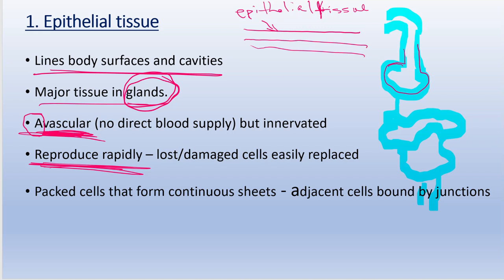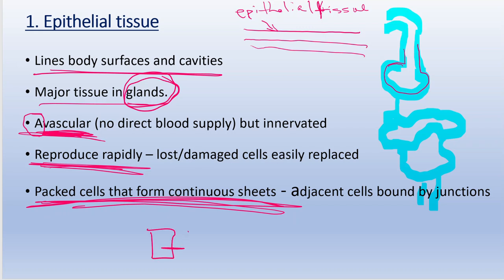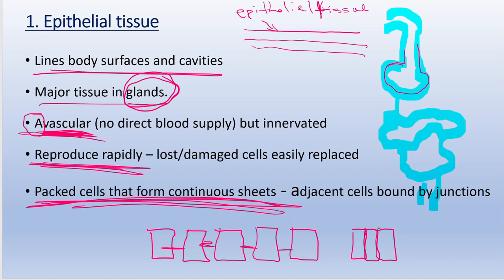And the last thing is that they tend to be packed in a form that is continuous sheets. So they're going to be adjacent cells bound by junctions. If you remember, cells can have junctions that help hold them together, and that's what we're having here. These epithelial cells will be packed closely together, with many junctions holding them together. Depending on what type of epithelial tissue it is, they can be held very, very close together with tight junctions, or they can be held together with junctions that are less tight.